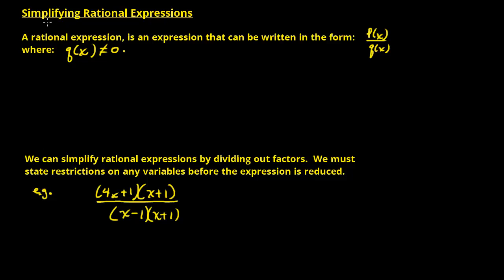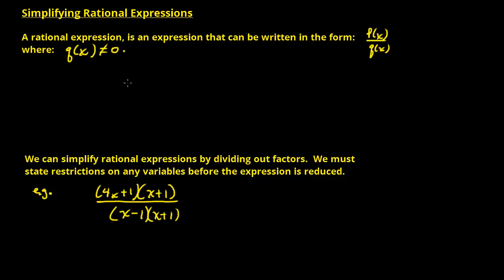Hi everyone, in this video we'll look at simplifying rational expressions. So first off, a rational expression is an expression that can be written in the form p of x over q of x, where p of x is some polynomial and in the denominator we have some other polynomial q of x. Now there's an important thing. In math, division by zero is undefined. So we have the restriction that q of x, this polynomial in the denominator, cannot be equal to 0.